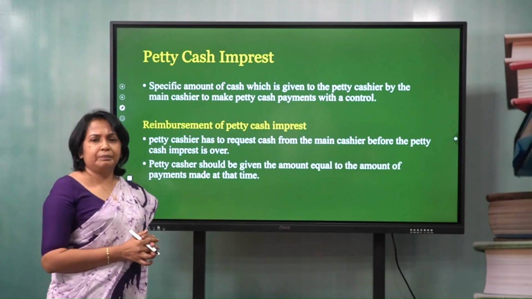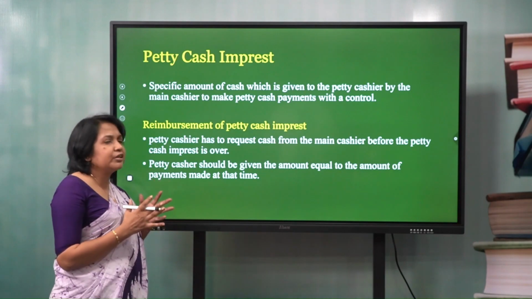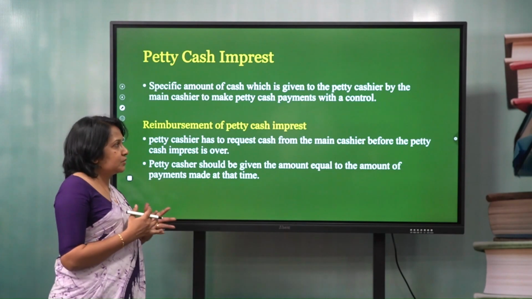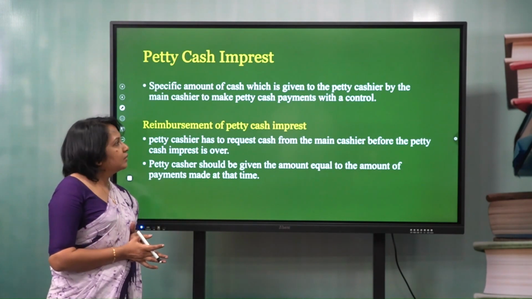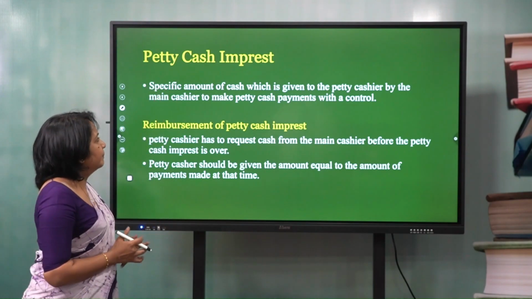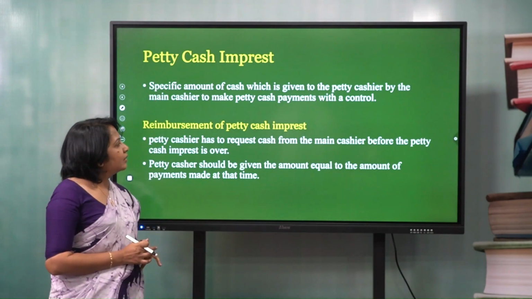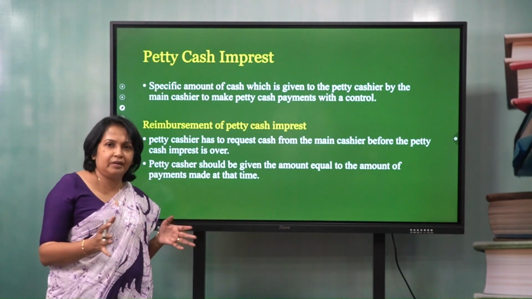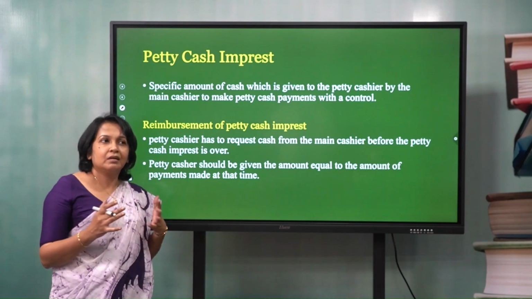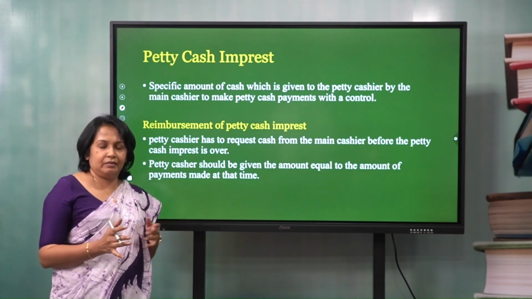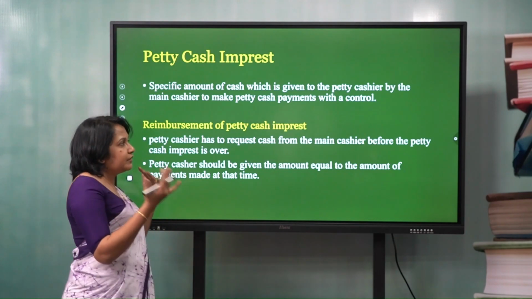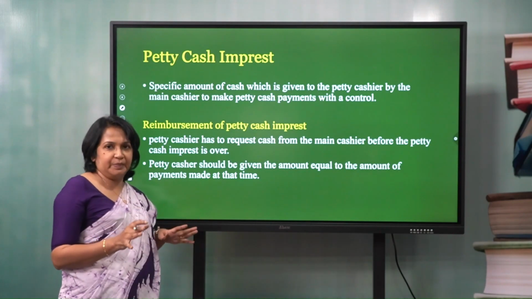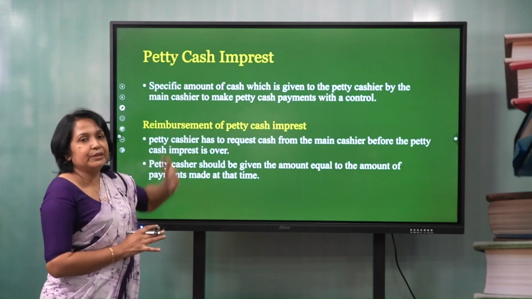Therefore, children, the main cashier has to give a specific amount of cash at the beginning of the month to the petty cashier to do expenses during the month. So that is what we call petty cash imprest. As an example, in a small business, for a month or period, they normally know how much the value of petty cash for a period is. They know that the main cashier gives a specific amount, maybe about 2,000 or 3,000, for the petty cashier to do those expenses. That is the petty cash imprest.